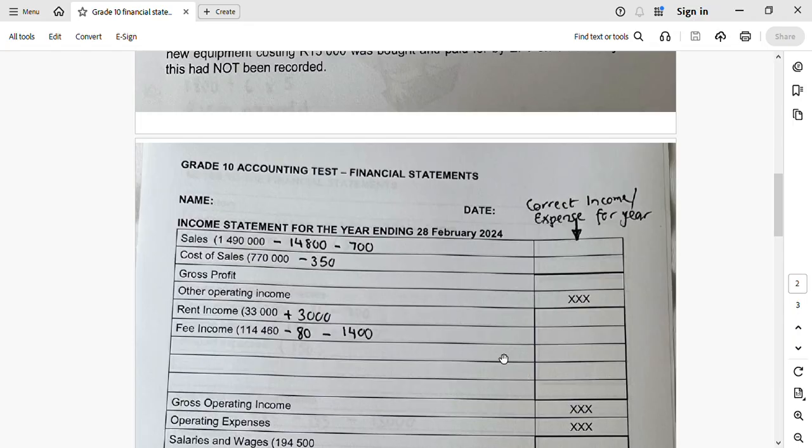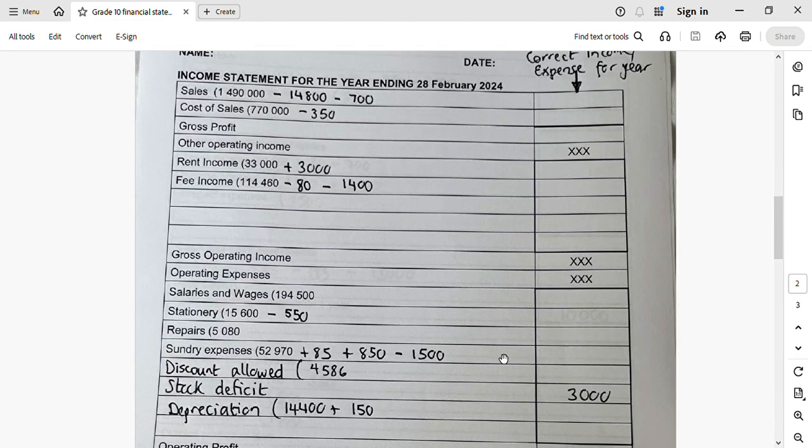So that's very important. The other thing, as I said right at the beginning, follow the method. Fill in your opening balances except for capital and your fixed assets. Those can change during the year, and you will only know how they've changed once you actually read the adjustments.